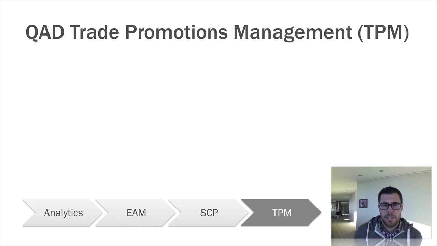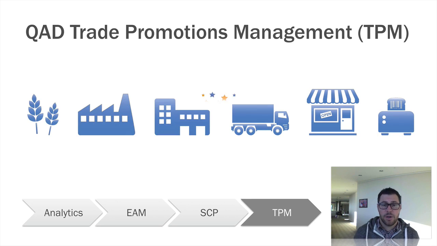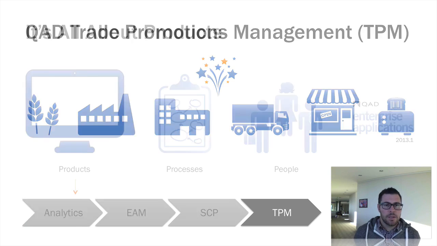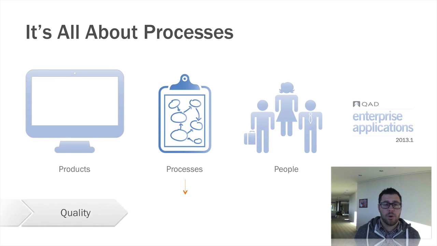So what's new with QAD TPM? Well, imagine being able to manage complex trade promotion activity with ease. So from retailers all the way back to you, the manufacturer, Trade Promotions Management gives you complete visibility of promotional spending and results. So on a product level, those are the 4 main areas of the product where enhancements were made. So what about processes?